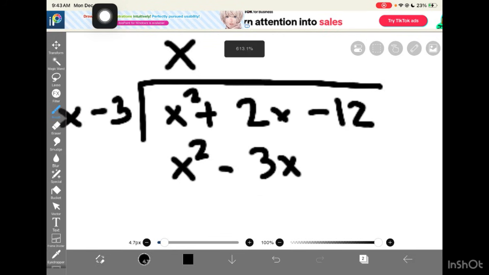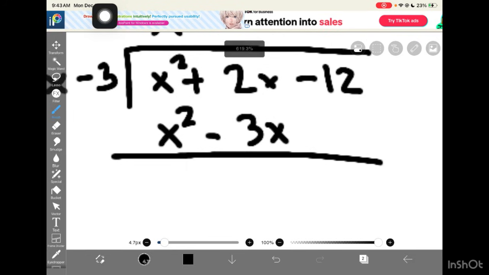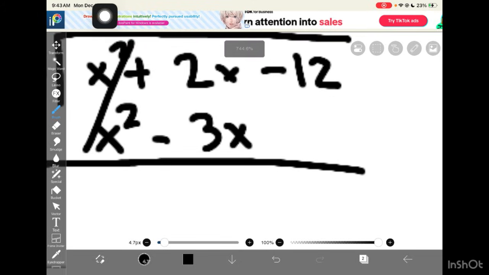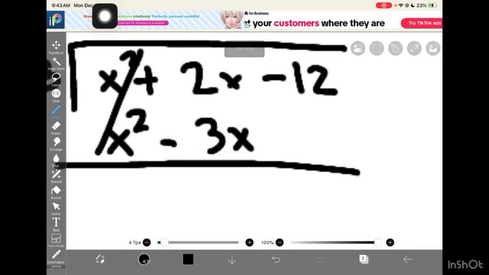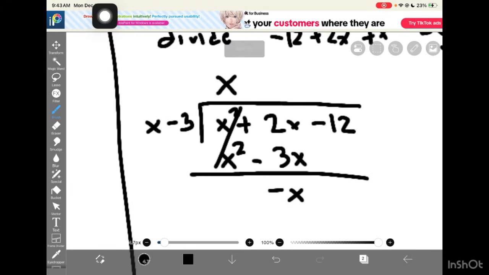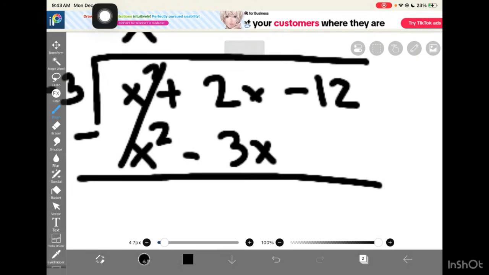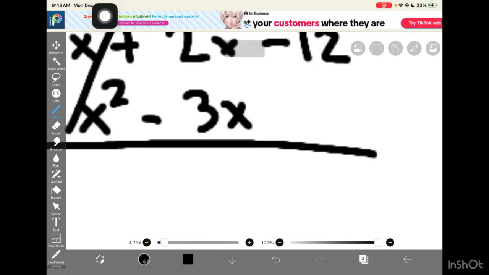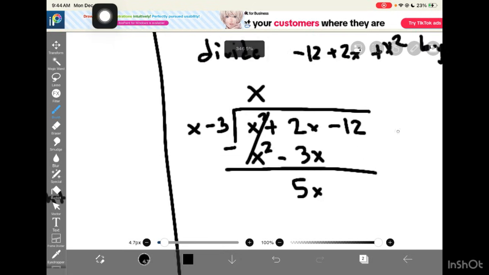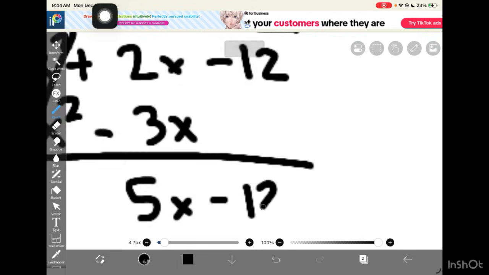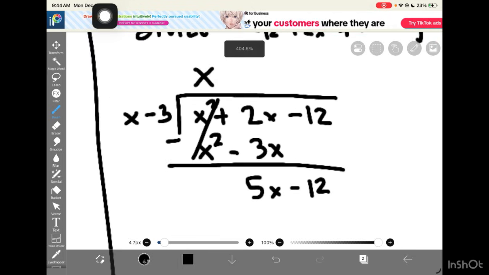Okay. And then we can cancel this one out. Then 2x minus 3x. Oh, sorry, no. Subtract. So 2x minus negative 3x, that's the same thing as 2x plus 3x. 5x. Then bring down the next term, minus 12. Then we just repeat it.